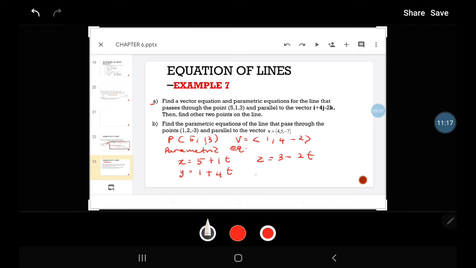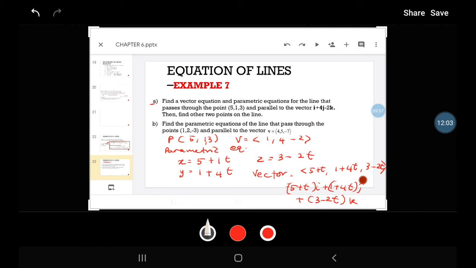That's all. Okay, and how to do the vector equation? So for vector equation, it can be rewritten like this: x equal to 5 plus t, y equal to 1 plus 4t, z equal to 3 minus 2t. Which can also be rewritten like this: (5 plus t)i plus (1 plus 4t)j plus (3 minus 2t)k. So that's all.